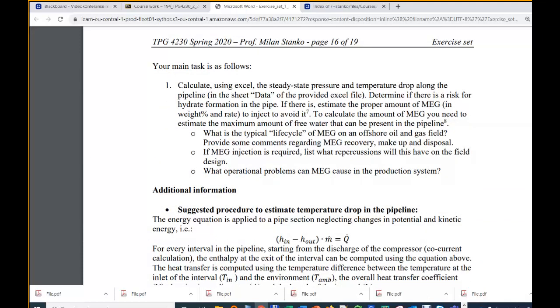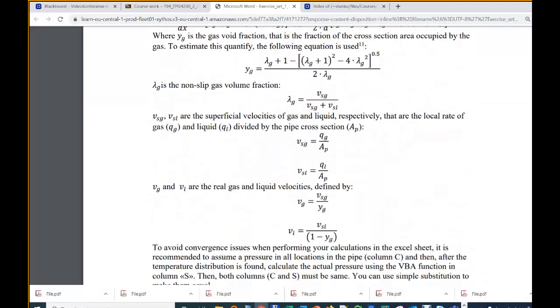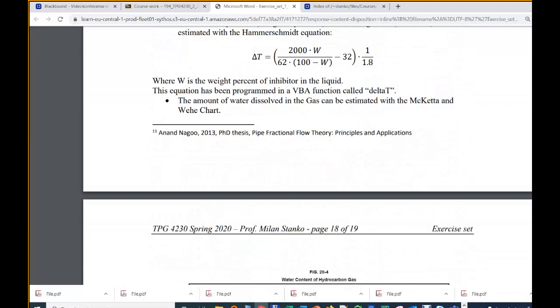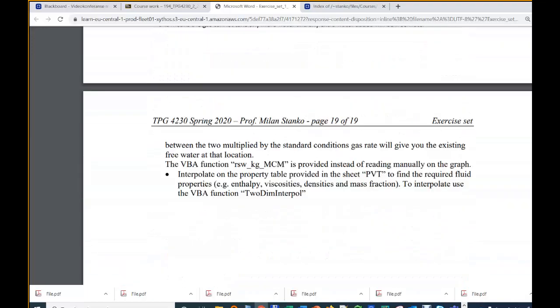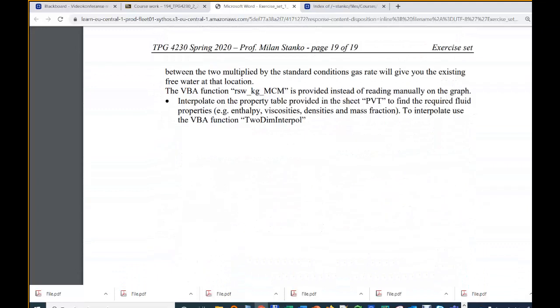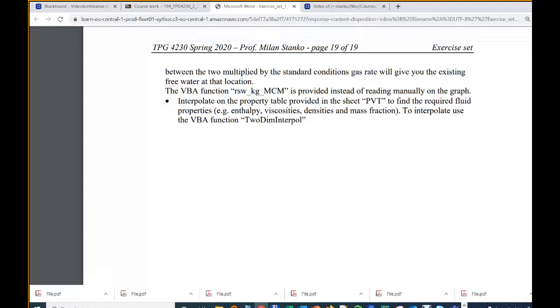You have to compute pressure and temperature, then you have to see if there will be hydrate formation, and then you have to determine how much MEG you have to inject. Okay, and then you have some guidelines, some theory that tells you how we are calculating things, but essentially all of these are programmed for you in VBA. So it's only one extra problem, and the deadline is after Easter. So I just want you guys to relax. You're not stressed, and you still have enough time to deliver. The whole package will be just one exercise set, and that will be worth 40 points.